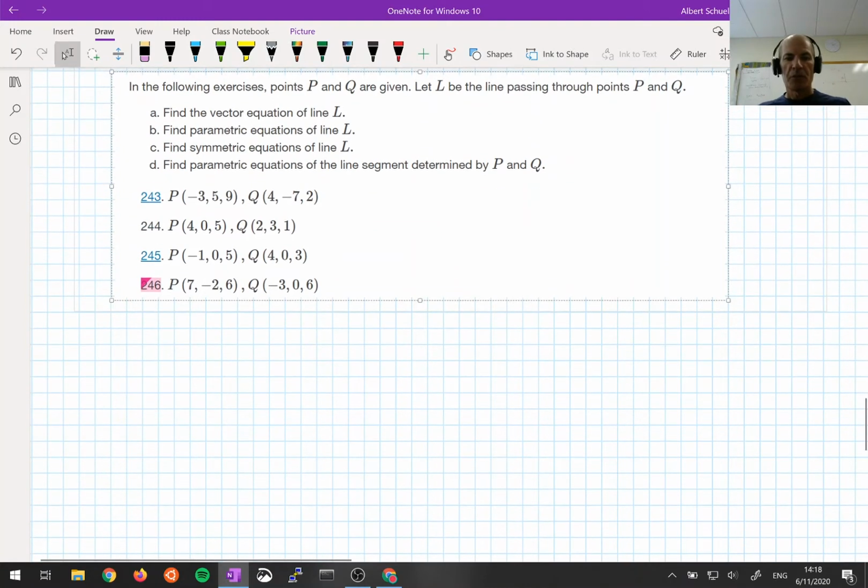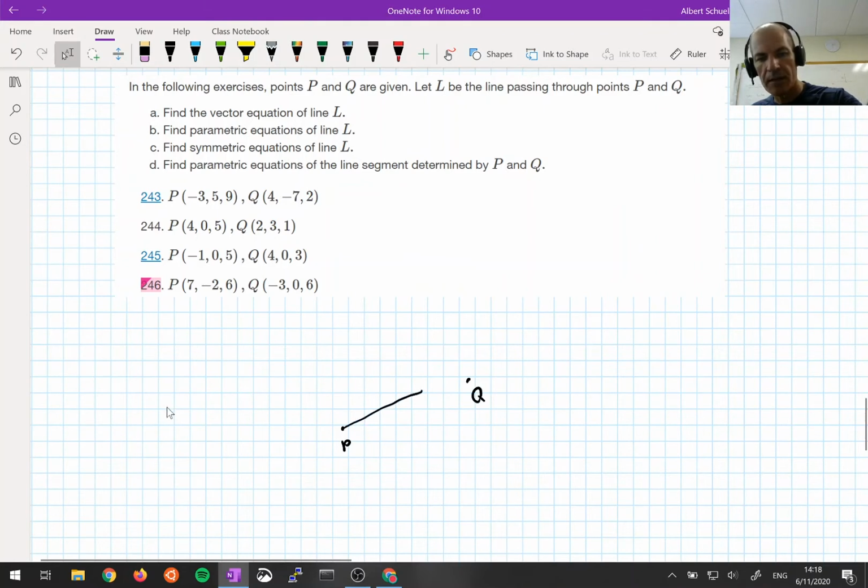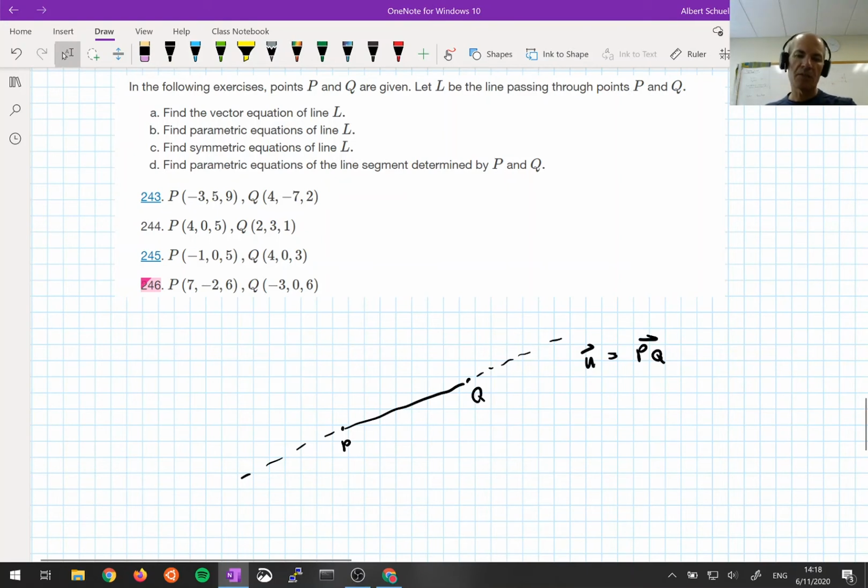All right, we have 2 points on a line. So I'm going to sketch here. There's P, there's Q, and the line that goes between the two of them, like this. Well, we need a direction. We need a direction vector u. We can figure that out just by computing PQ, because the vector that goes from P to Q is in the same direction as the line.